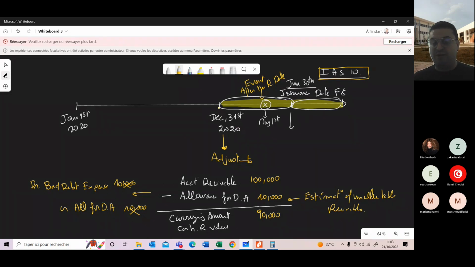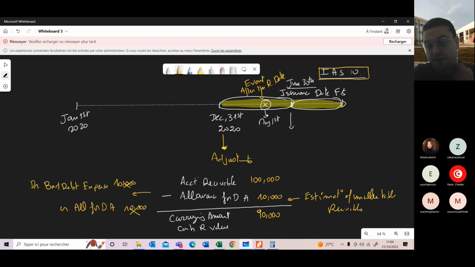For example, at December 31st we did what we call a physical count of the inventory. We found the inventory with a certain value, and we normally present the inventory with that value. What happened after? For example, on May 1st a fire hit the warehouse, so most of the inventory has been destroyed. Is this event occurring after the reporting date?